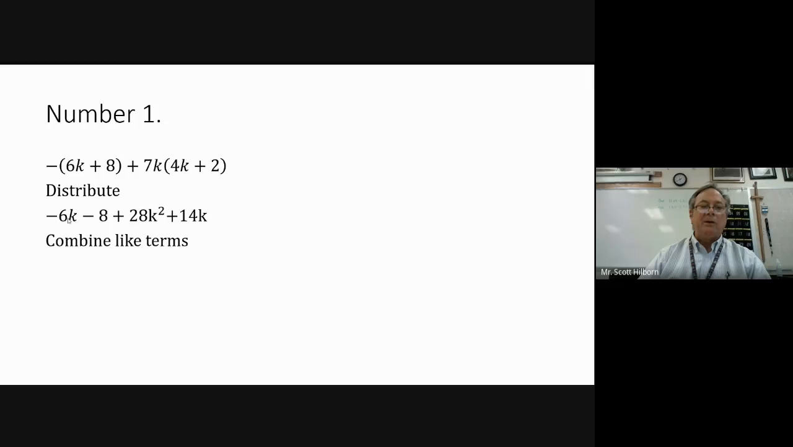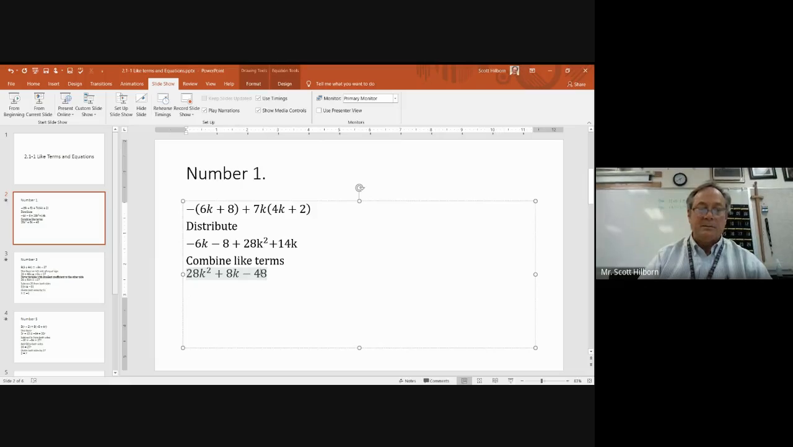The -6K will combine with 14K, and that should give us probably 12, no, not 12K. That'll give us, what, 8K, there we go. And I'm sure I made a mistake on this one here. Oh, somehow I got that one right. All right, so -6K with a 14K will be 8K. But this one is wrong. It shouldn't be -48. It should just be -8.